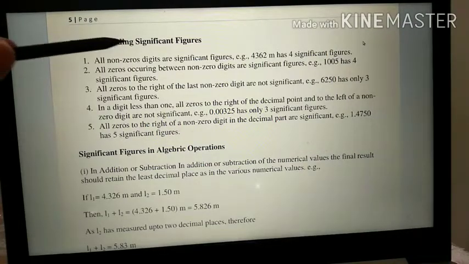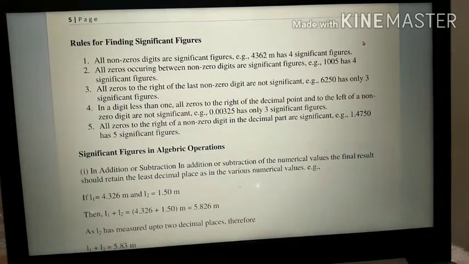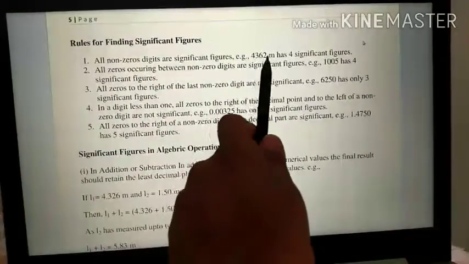Rules of finding significant figures. So here we have 5 rules. First, all non-zero digits are significant figures. For example, 4362 m has 4 significant digits or 4 significant figures. Why? Because all digits are non-zero, that's why.